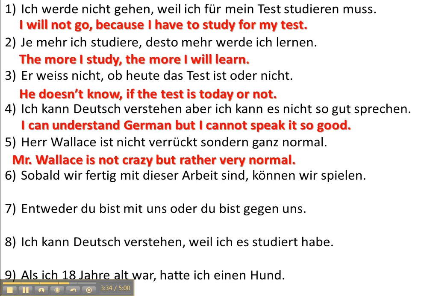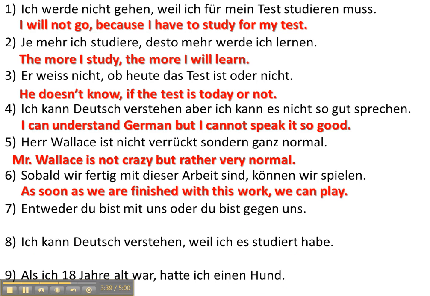Nummer 6. Sobald wir fertig mit dieser Arbeit sind, können wir spielen. As soon as we are finished with this work, we can play. And you'll notice that I had to start in the German sentence with the verb, so it's not like in English, we can play. It becomes can we play, meaning we can play, not the question. So this is very typical of German word order if you have like an opening phrase. So in this number 6, our subordinating conjunction is actually at the beginning of the sentence. So when that happens, the next clause will begin with the verb. So it's very important to point out.